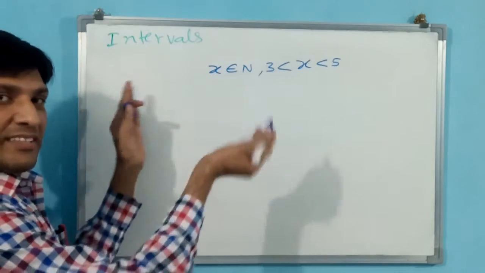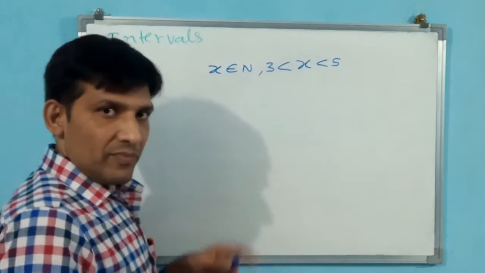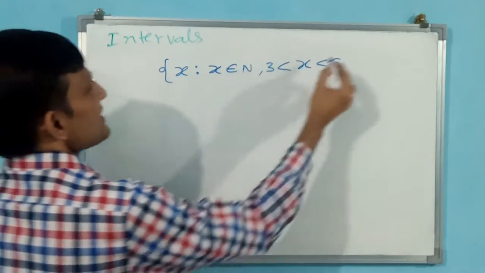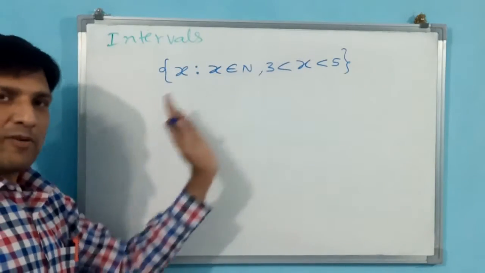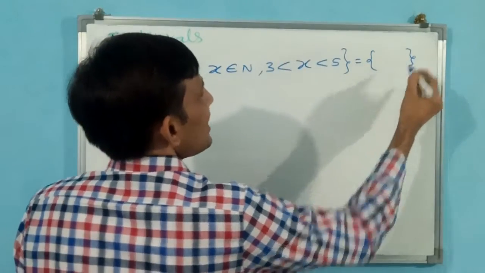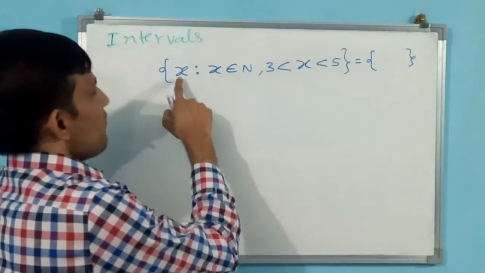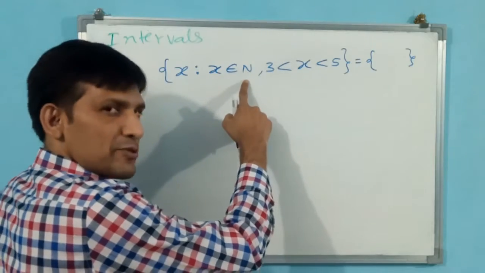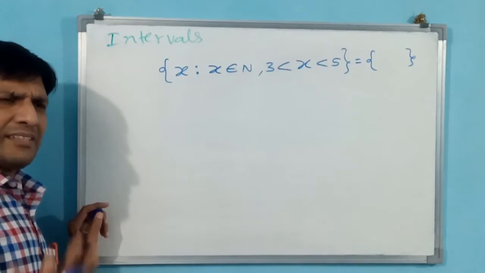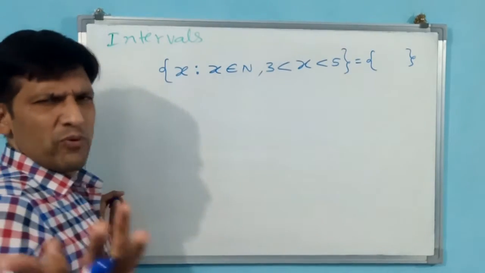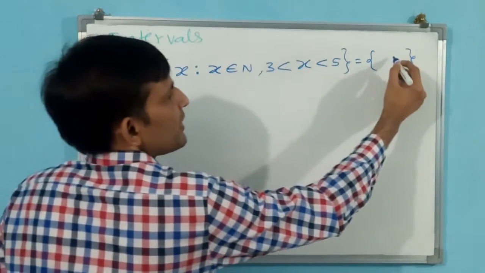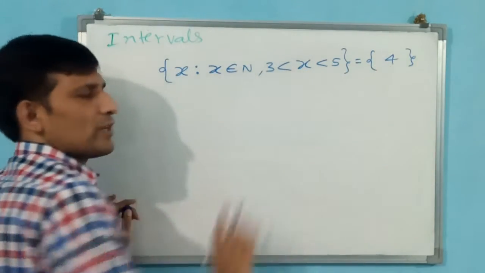And also I am going to make this a set, set builder form. For all values of x, if I put braces, automatically it has become one set in set builder form. Then you can make a set. How are you going to make a set? For all values of x, x belongs to N, natural numbers, but x is greater than 3 and less than 5. What are all the natural numbers greater than 3 and less than 5? Only 4. After 3, 4. After 4, 5. But less than 5 means 4 you can take. Greater than 3, 4 you can take.